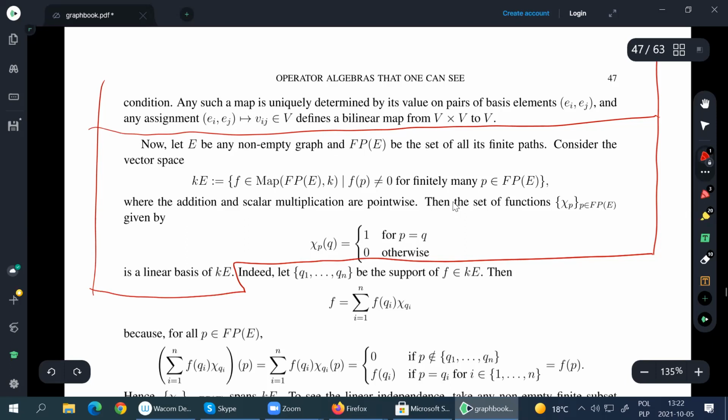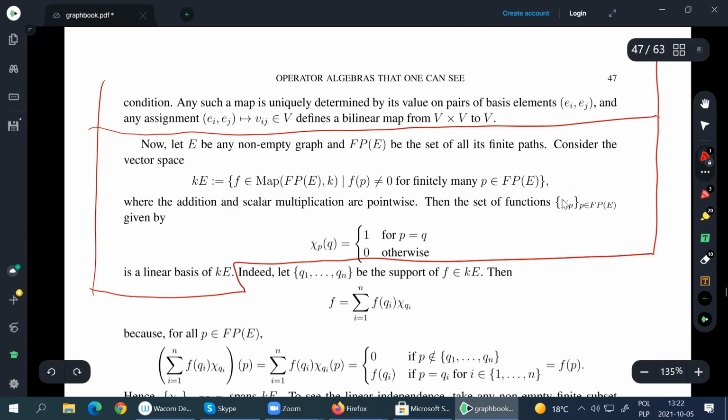And that's why we take the following set of functions. We denote them as chi-p. This is very important notation. This is not something standard. This is what I use, but I think it works. Quite often, people simply skip it.